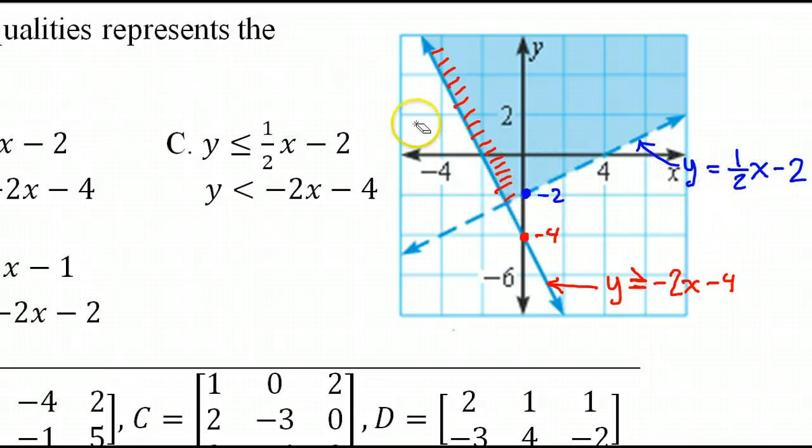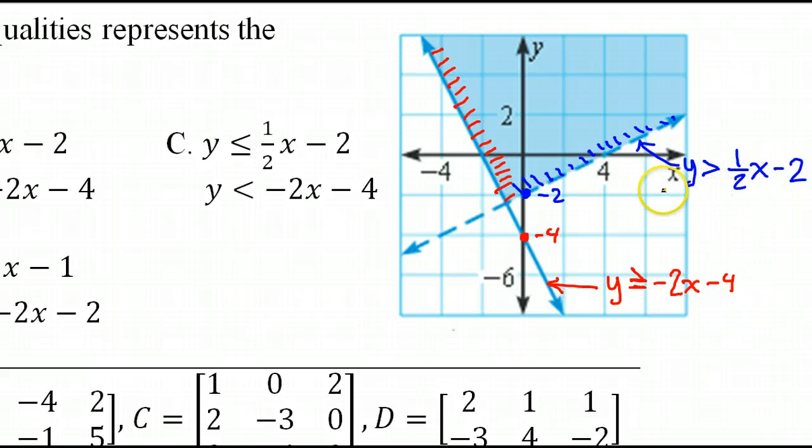Okay, now again, we are staying above this line, above, above, above. So we're looking for some type of a greater than happening. Okay, so it's either going to be greater than or greater than or equal to. But we notice that it's a broken line, so that means it's not or equal to. It's strictly greater than.